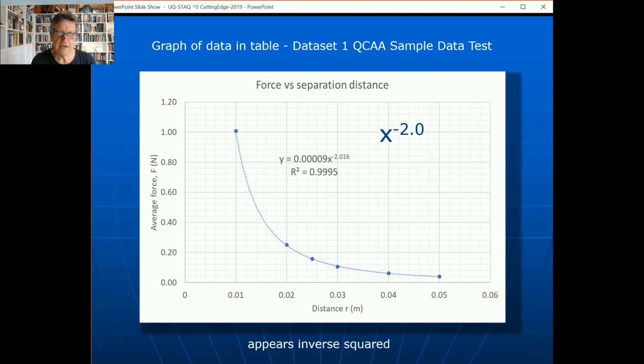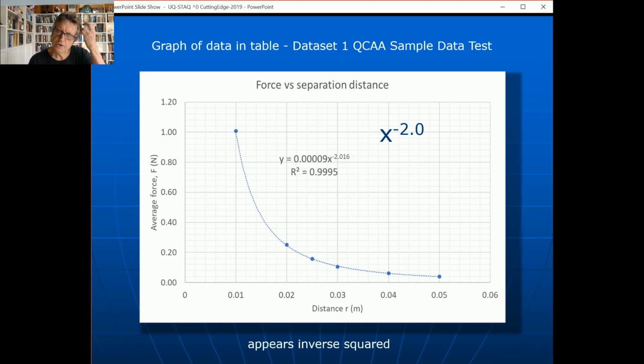Now, if you get Excel to give you an equation for the line, you'll see you have to choose a power relationship from Excel. And this one here gives me a negative 2.0. So effectively it's x raised to the power of negative 2, which is inverse squared. So you'd be tempted to say that's an inverse square relationship. And what students would do for the first experiment is just say it's inverse squared.